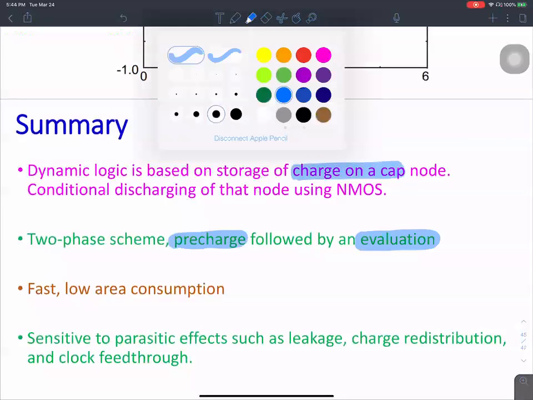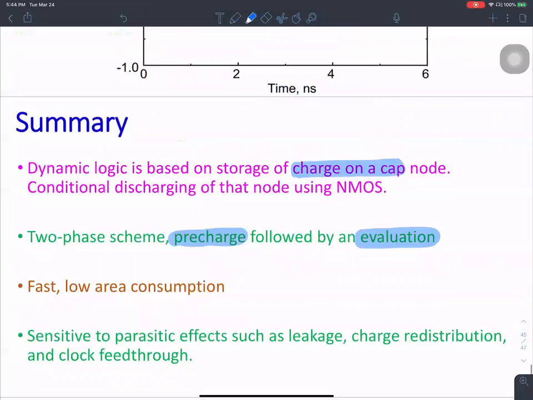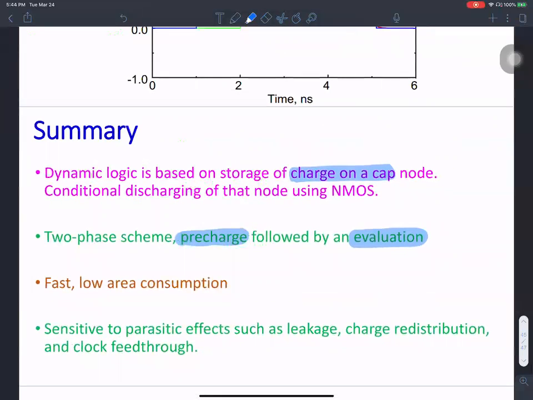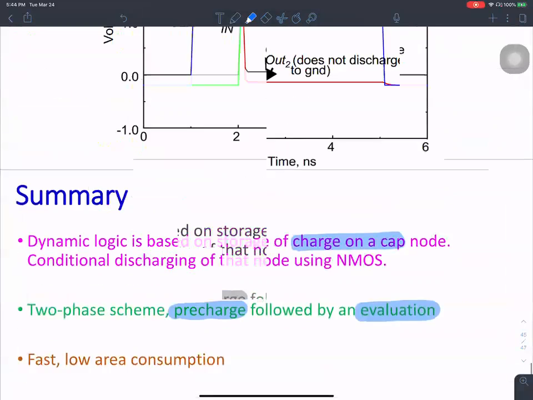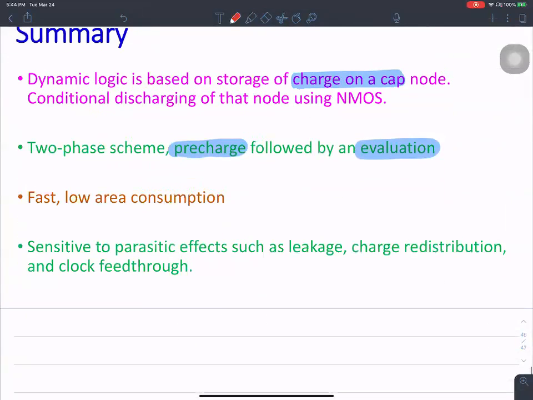Okay, and then it is very fast. It consumes much lower area and power. But the dynamic logic circuits are very sensitive to leakage mechanisms, charge sharing, clock feed through, and environmental noise. So we can eliminate charge redistribution or charge sharing by pre-charging critical nodes.